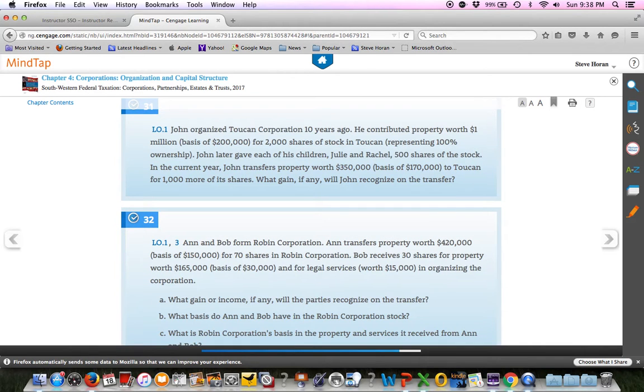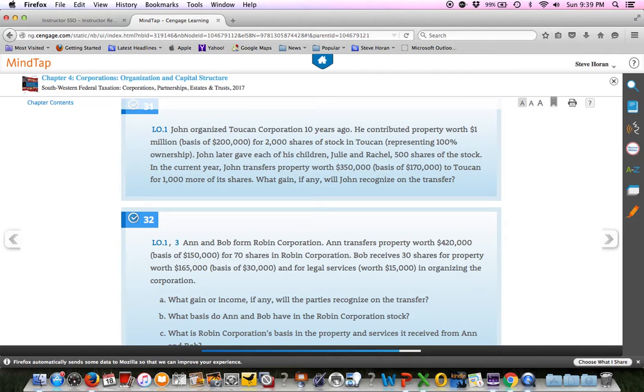The next one is 31. In this one, John organized Toucan Corp 10 years ago. He contributed property worth $1 million, basis of $200,000 for 2,000 shares of stock in Toucan, which is 100%. John later gave each of his children, Julie and Rachel, 500 shares of the stock in the current year. John transfers property worth $350 with a basis of $170 to Toucan for 1,000 more shares. What gain, if any, will John recognize in the transfer?